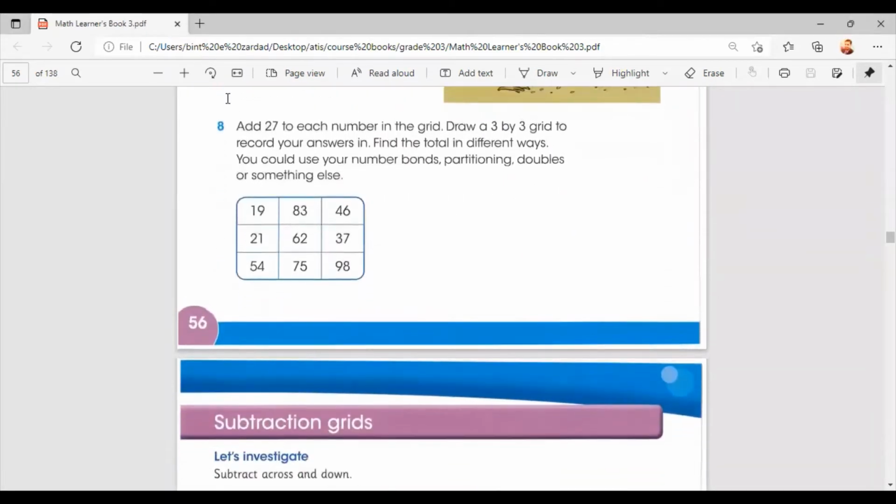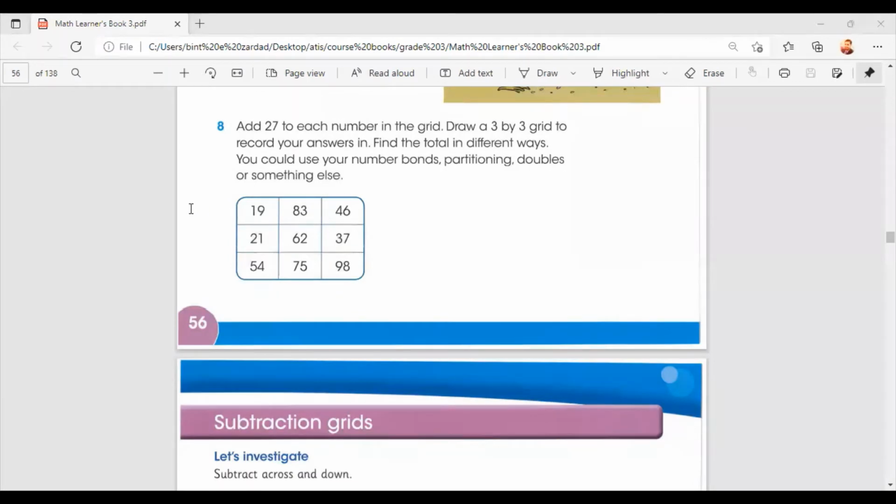Question number 8. Add 27 to each number in the grid. Draw a 3 by 3 diagram. I will do the first two. If you're working in the book, you can do it by yourself. Add 27 to all these numbers.